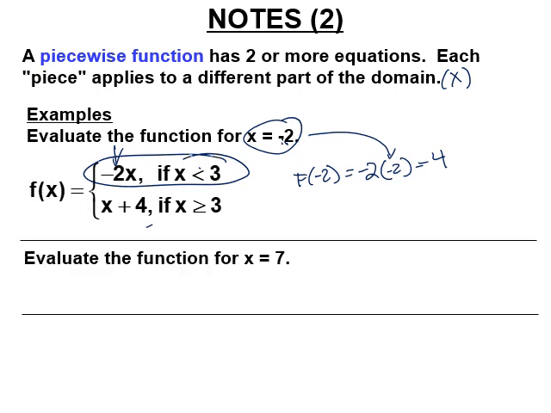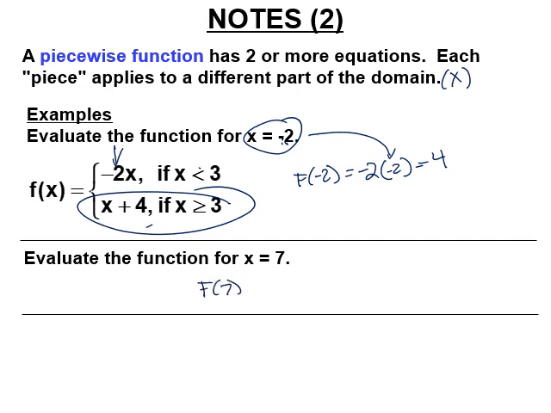So now we're going to evaluate that function for x equals 7. So 7 is greater than or equal to 3. It's greater than 3. So we're going to put it in that one. So we say f of 7 equals 7 plus 4 equals 11. Again, if you put 7 in the other one, you get a number, but that's not the value. This function is in pieces. It's a different function depending on which x value, where you are on the coordinate plane for the x values.